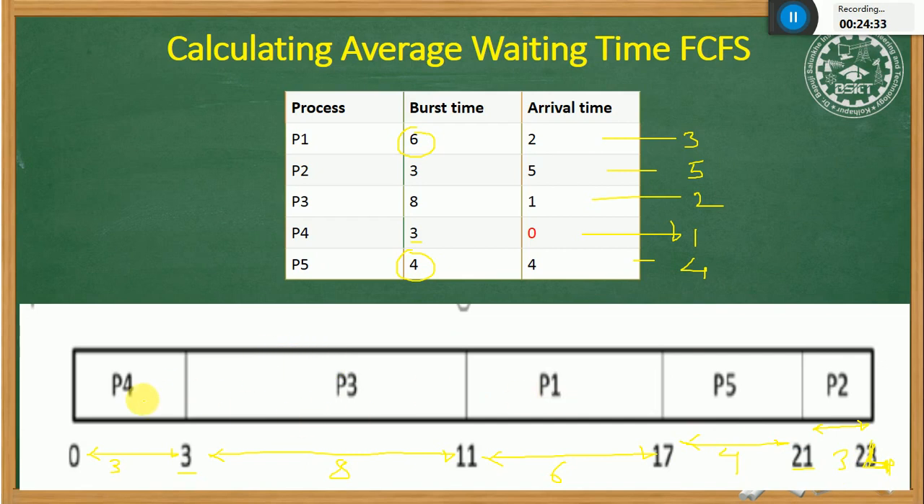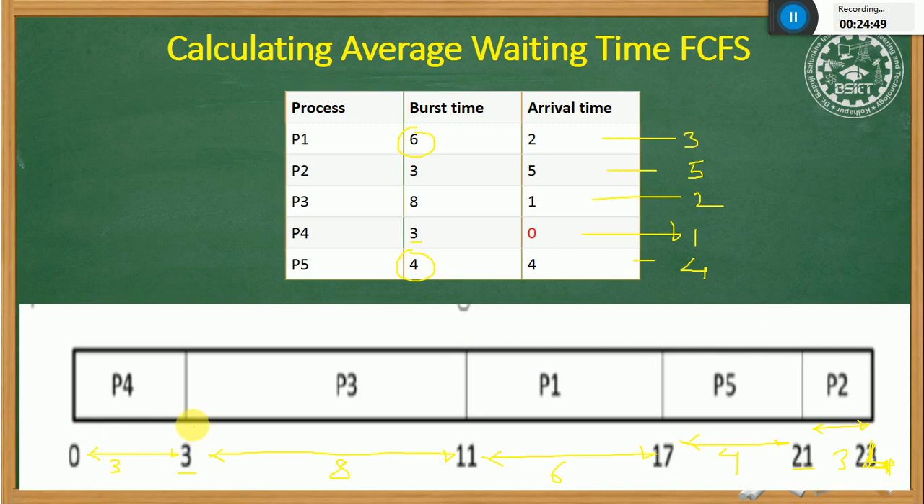So this is a Gantt chart which shows the process start. It is your response time when it is started. At time 0, a CPU time, P4 will come and it remains for 3 milliseconds.